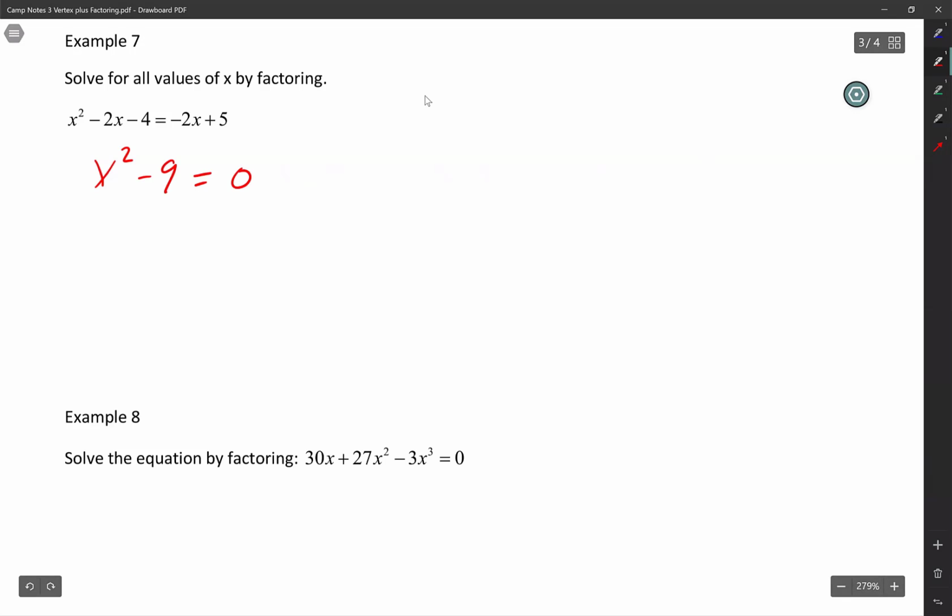And I know what you guys are thinking. Some of you are saying, why can't you just move the 4 to the right since the two x's cancel out? You're right, you can. But this problem specifically told me to solve by factoring.